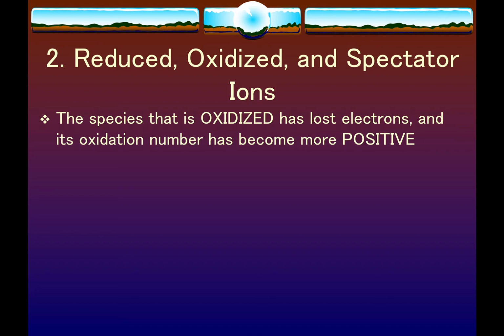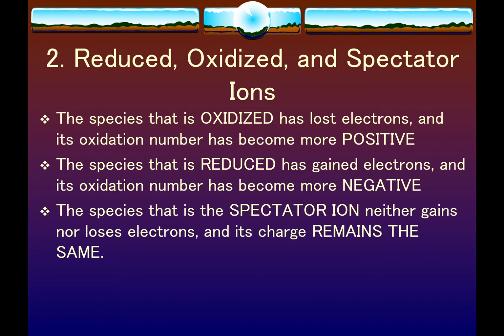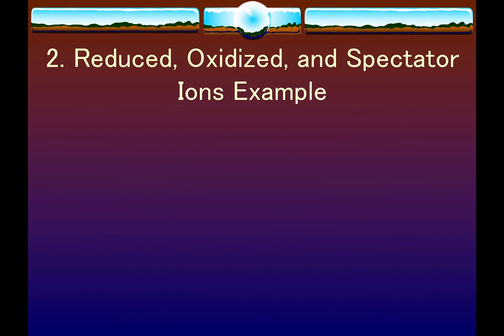So I want to be able to identify reduced, oxidized, and spectator ions. We can tell that by looking to see which species lost electrons. Its oxidation number becomes more positive and therefore would be oxidized. Species that is decreasing its oxidation number must be gaining electrons, and therefore its oxidation number becomes more negative. The spectator ion will neither gain nor lose electrons, and therefore its charge is going to remain the same.